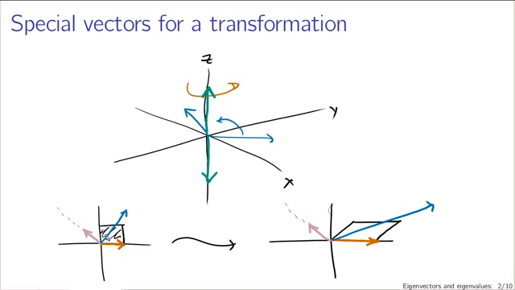So these special vectors are called eigenvectors, from the German prefix eigen, which means self or proper. So these are the self values or the proper values of a transformation, the values that return to themselves in some sense. And the amount by which this orange vector gets increased or decreased in length is the eigenvalue.